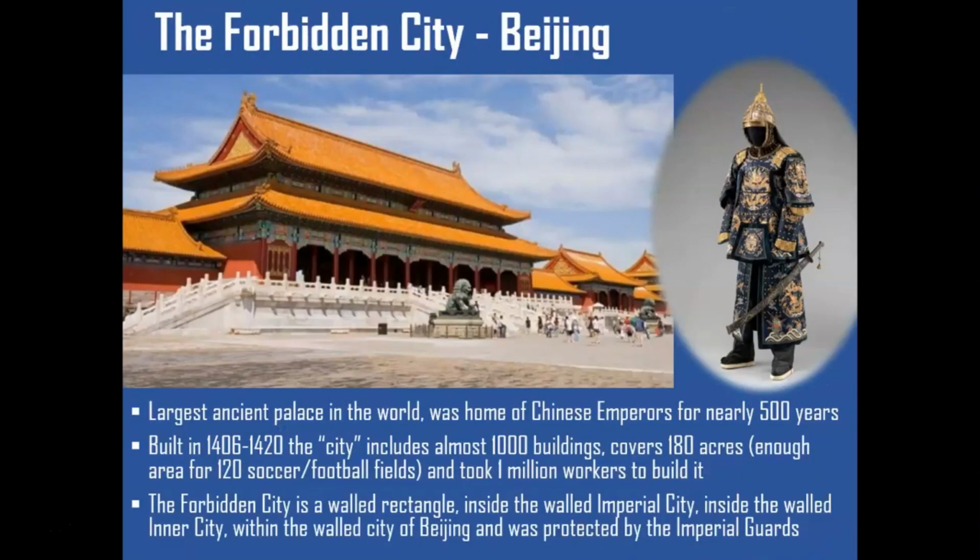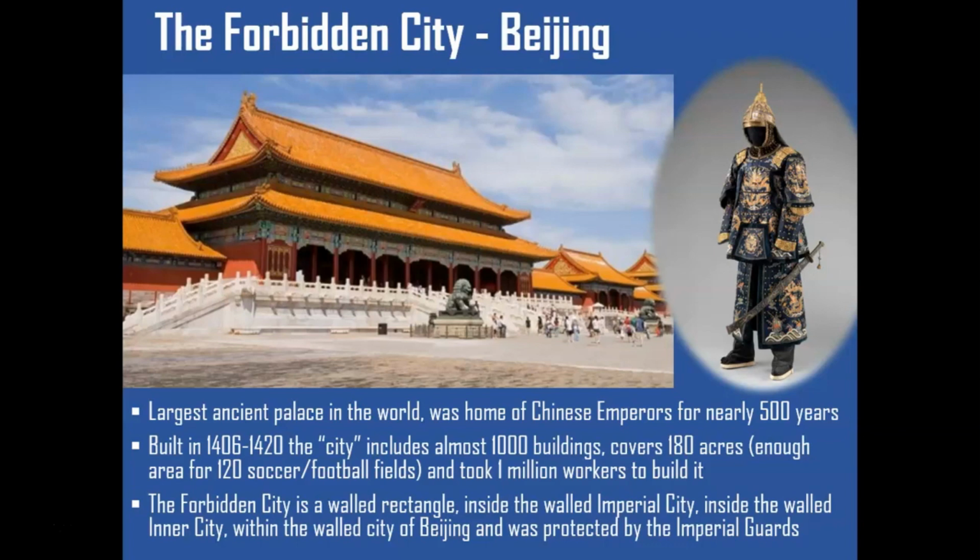Now, the Forbidden City in Beijing is actually the home of the Chinese emperors. So even though it's named as being a city, it's actually within the larger city of Beijing. Now, it is the largest ancient palace in the world. It was home to the Chinese emperors for nearly 500 years. It was built in the early 1400s with the help of over 1 million workers. It took 1 million workers to create 980 buildings, nearly 1,000 buildings, and it covers an area of 180 acres.